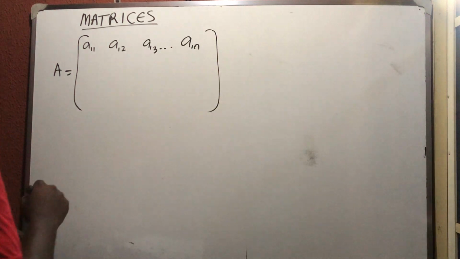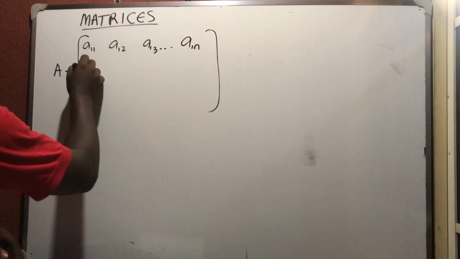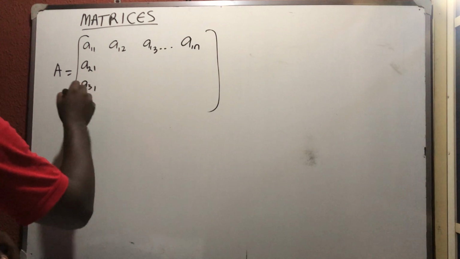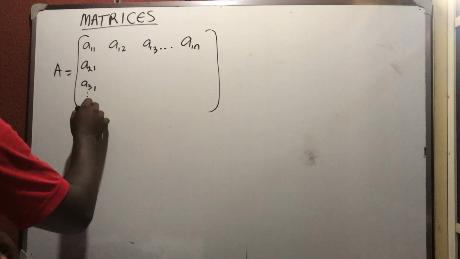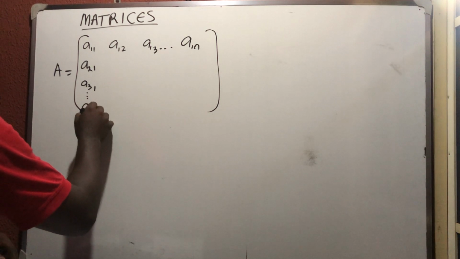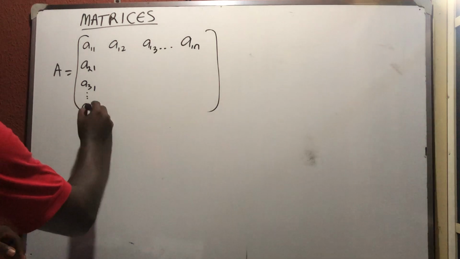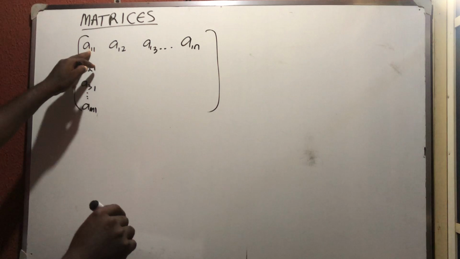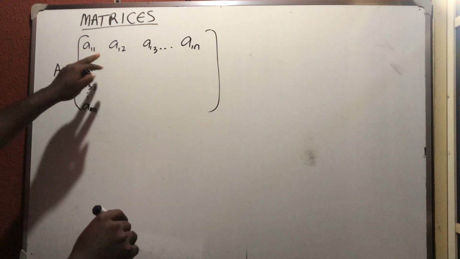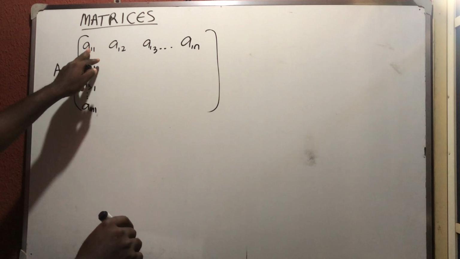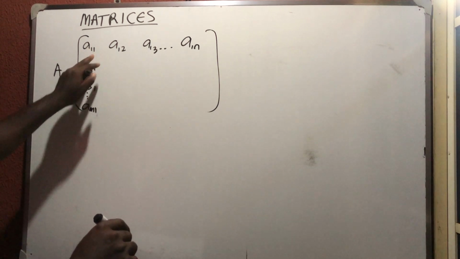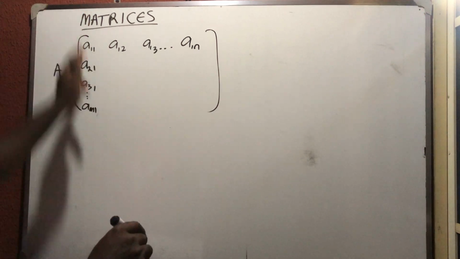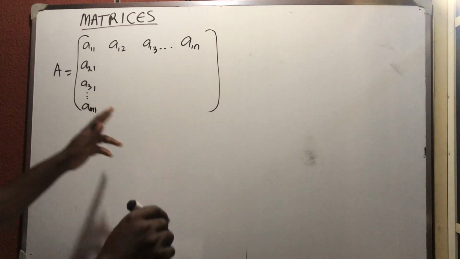Okay, so now for the column, I have A21, A31, up to Am1. Okay, so what do we mean by this? This is the first column. The first row, the first column, the second row, the first column, the third row, the first column, up to m row, the first column.